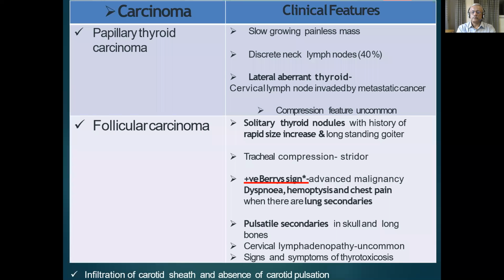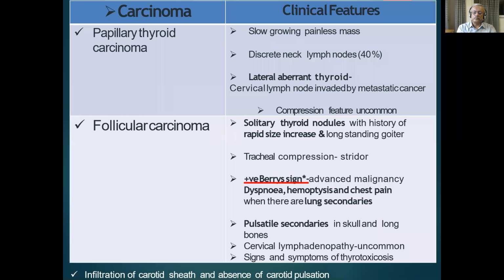Lateral aberrant thyroid is a cervical lymph node invaded by metastatic thyroid cancer. Compression features are usually uncommon in papillary thyroid carcinoma. Follicular carcinoma can be a solitary thyroid nodule with a history of rapid increase in size and long-standing goiter. Tracheal compression can be seen, so stridor will be the symptom. A positive Berry sign due to invasion of the carotid sheath can be seen in advanced malignancy.